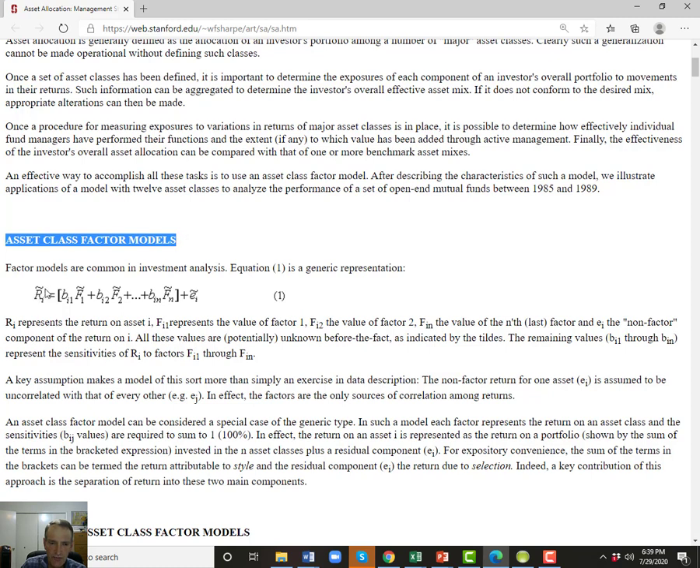And what you're trying to do is find the return. That's what the R here is. The return is these weights on these different factors, and at the very end you have an error term. And so what he's trying to do is minimize that error term by getting the highest R squared he can.